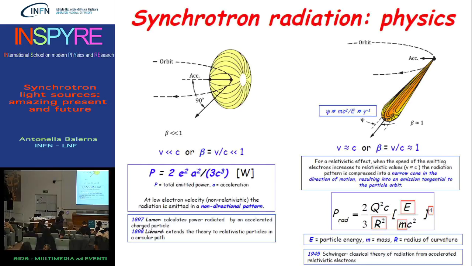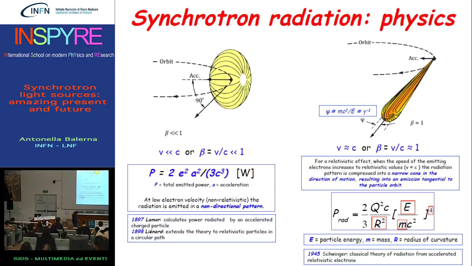Other question, give a look here. Here is the power of synchrotron radiation emitted. As you can see, it depends on the energy. So what does this mean? The fourth power of energy. So do you think that the power of a machine like ESRF that is 6 GeV and the power emitted by a machine like DAFNE that is 0.5 GeV are the same? There are many orders of magnitude difference. Is it clear to you? Fourth power of energy.